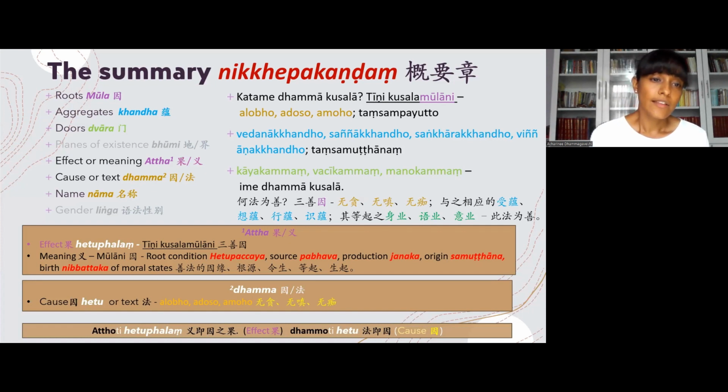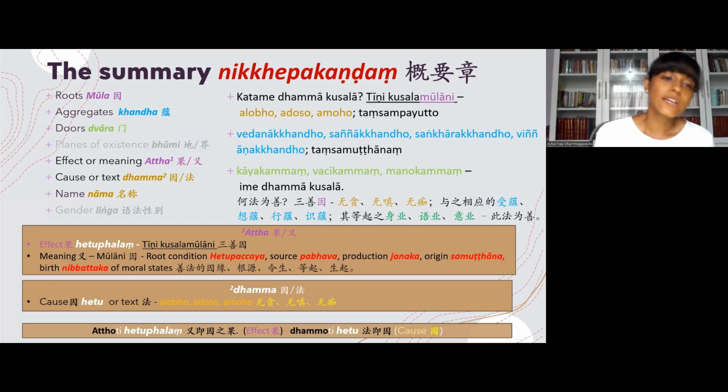Now, there are 2 more terms which I didn't describe here, Attha and Dhamma. I left it to the end because it's easier to describe them together. Now, Attha and Dhamma, what do they mean? Attha means effect or meaning. Dhamma means cause or text. And in Pali, it's given as Atthoti hetu phalam, Dhammoti hetu. Attha meaning effect, or hetu phalam, and Dhamma meaning hetu, or cause.